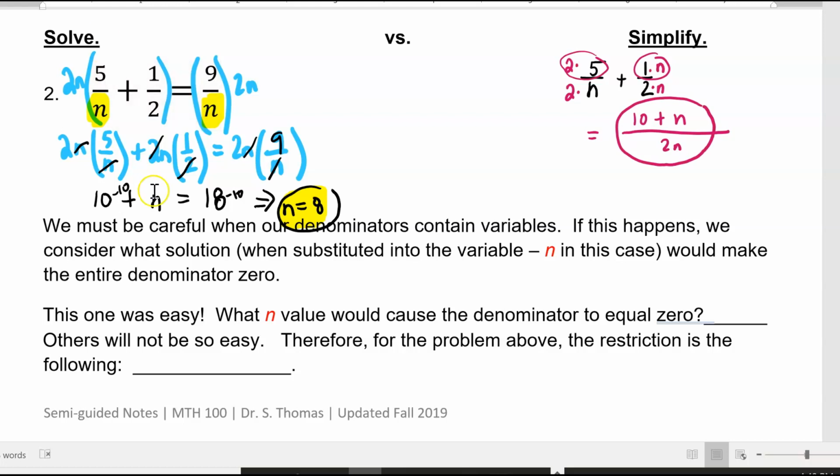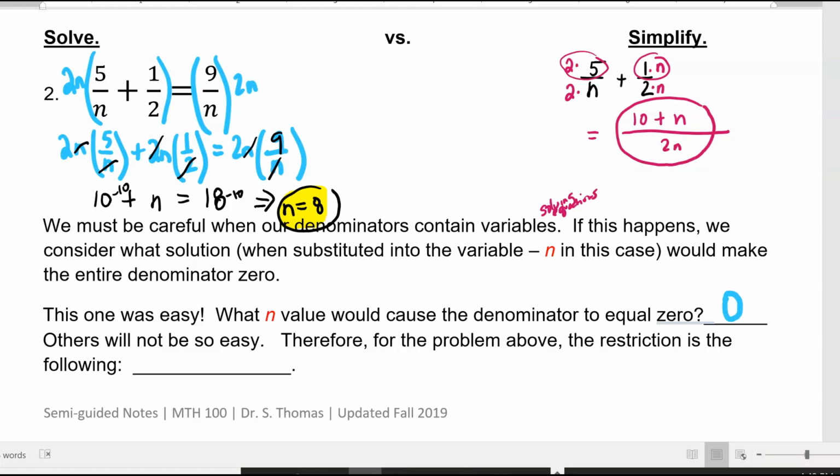Now again, let's recap. We must be careful when our denominators contain variables with equations. Now when we're solving equations for this one, if this happens, we consider what solution when substituting into the variable, n in this case, will make the entire denominator 0. This one was easy. What n value will cause the denominator to equal 0? Because this entire denominator is n, then it would just be 0 for this case. If n was 0, that would be a problem.